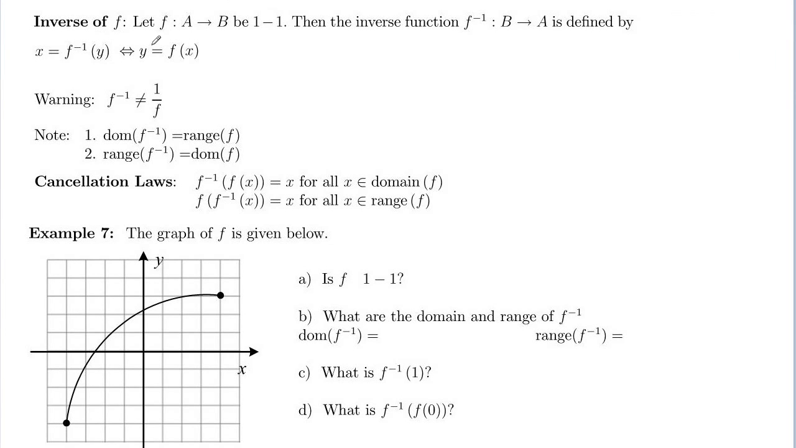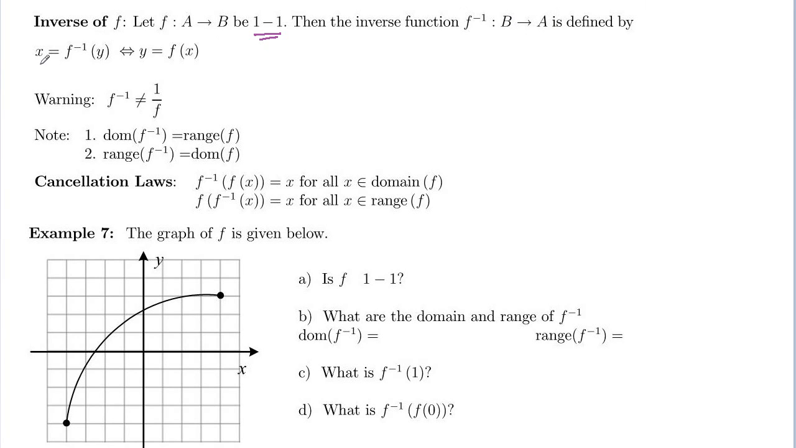Now we are ready to define the inverse of a function f. So the inverse of f only applies when you've got a function f that goes from domain A to range B. That's one-to-one. Got to have a one-to-one function to start with. So then the inverse function goes from B back to A. That's what this notation is. The domain of f inverse is B and the range is A.